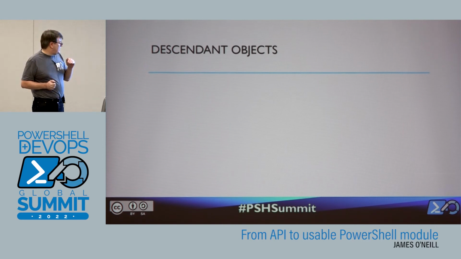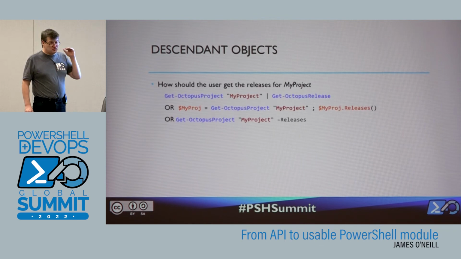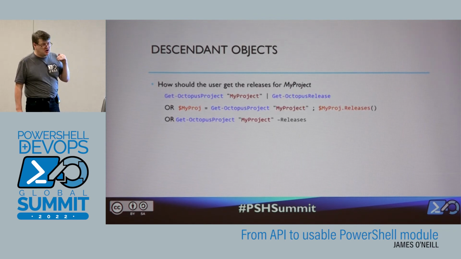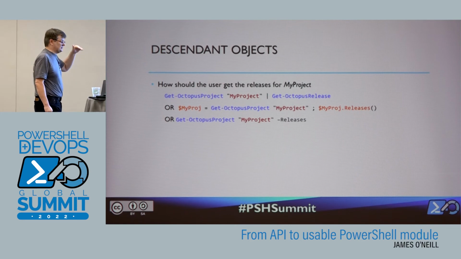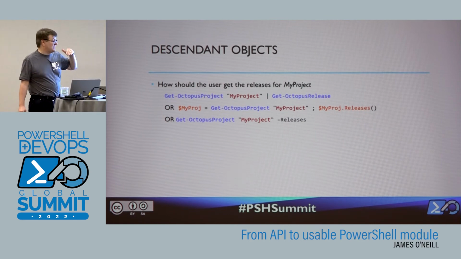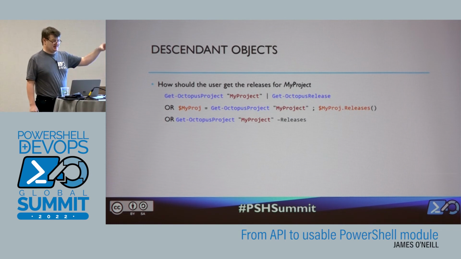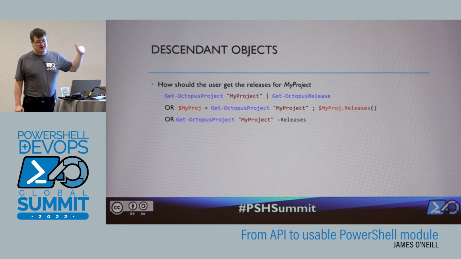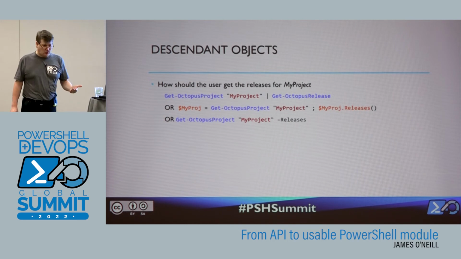So if I want to get the releases for a project, I can think of at least 3 different syntaxes for doing that. Do I get the project and pipe it into something that takes the project and gets a release? Do I get the project object and then call a method on it? Or do I make that part of getting the project? And the answer is all 3.